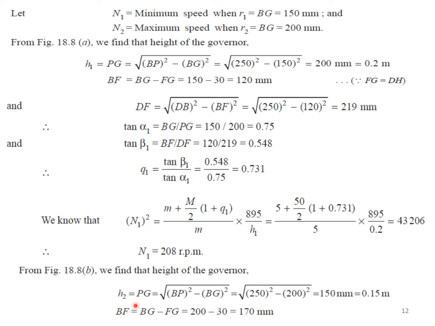Here we find the value of h2 and then the value of q2, that is tan beta 2 by tan alpha 2. First we find h2. PG is equal to square root of BP square minus BG square, 250 whole square minus 200 whole square, that's 0.15 meters. So what is BF? It is BG minus FG. This we can find from the figure. 200 minus 30 is 170 mm.